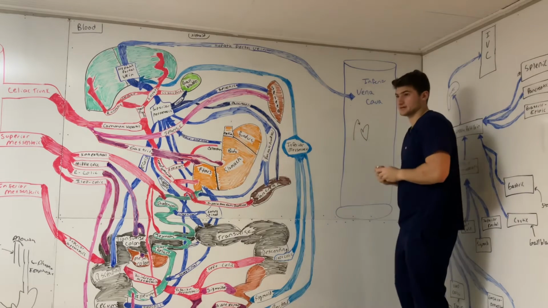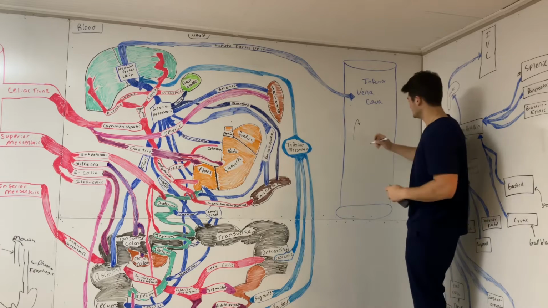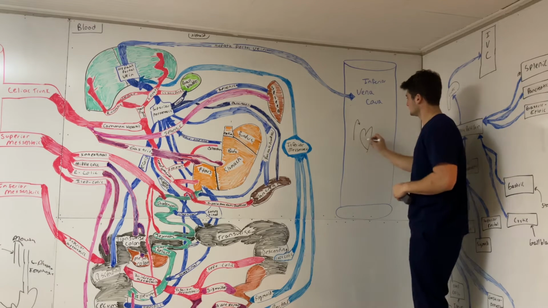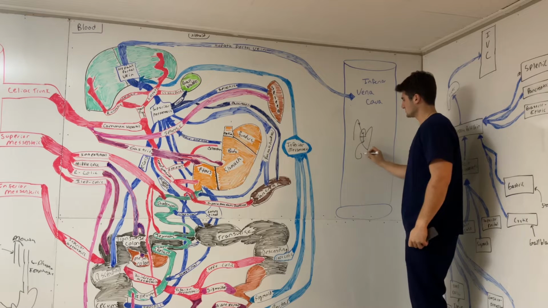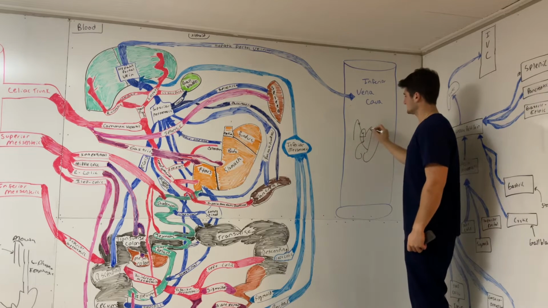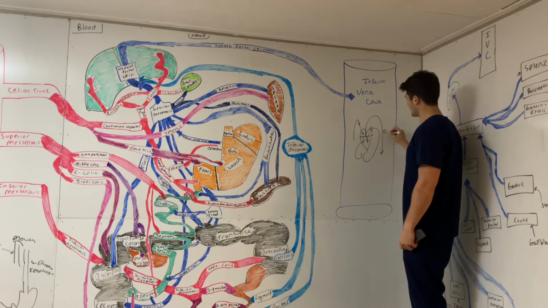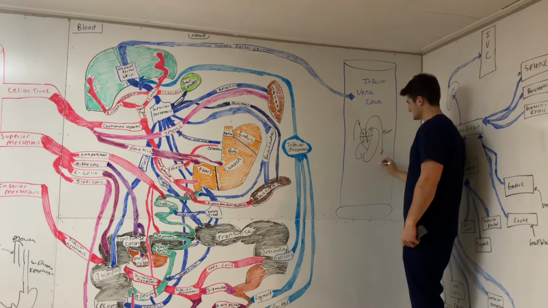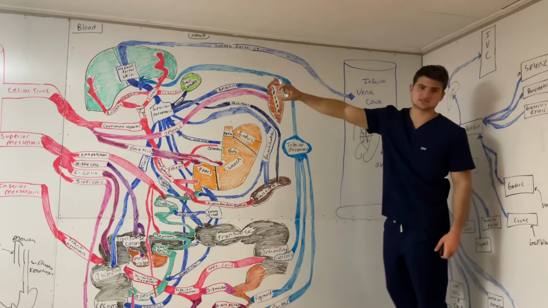That's a really bad heart. I apologize. The heart doesn't really look like that, but I like drawing it like this. It takes it to the right atrium, into the right ventricle, to the lungs, into the left atrium, down to the left ventricle, out through the thoracic aorta, into the abdominal aorta. From the abdominal aorta, it's going to take us to our next point right here.